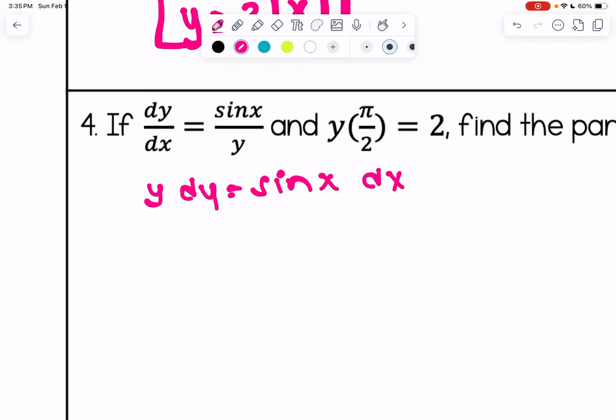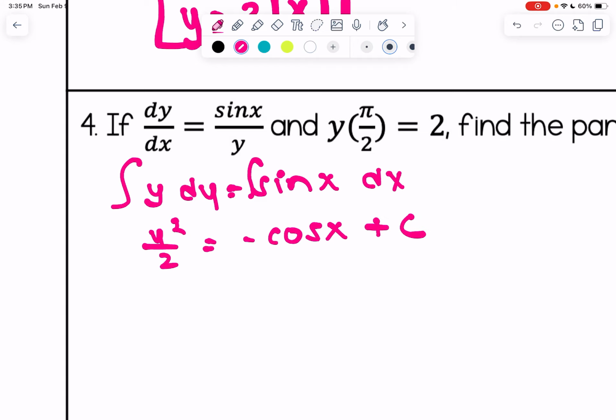That is our biggest step in these questions. Again, if you're in AP Calc, on the free response questions, sometimes they will give you 0 out of however many points if you forget to separate the variables. So they are deeming that the most important step and won't even grade anything after that, basically. So I'm going to integrate both sides. I get y squared over 2 equals negative cosine of x plus c.